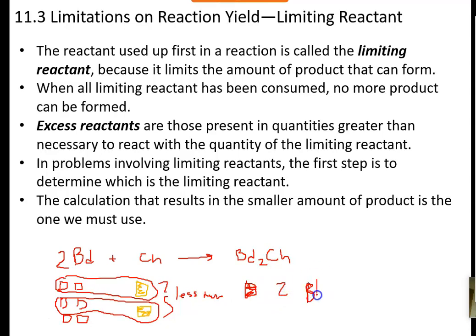So 2 BD2CHs. Again, this is based on moles. So I have this many slices of bread left over. That's my excess reagent. That's how much is left over. So the number of cheese sandwiches is limited to whichever one of these is in the least amount. Does that make sense?